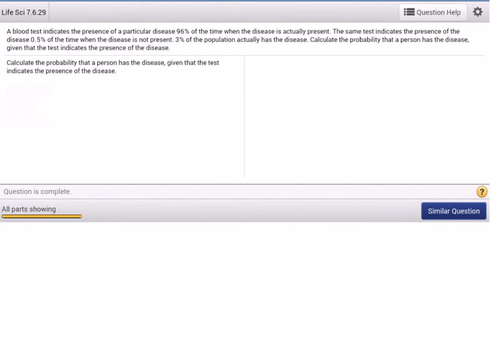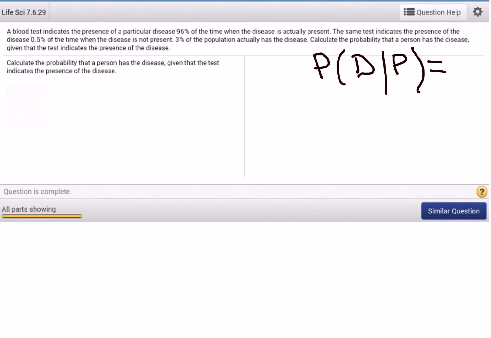So first of all, we just need to come up with some variables here, and we need to know what we're looking for. We're looking for the probability that a person has the disease. I'm going to say that's D, meaning they have the disease, given that the test indicates the presence of the disease. I'm going to use P to stand for the test indicating the presence of a disease. So this is what we're looking for.